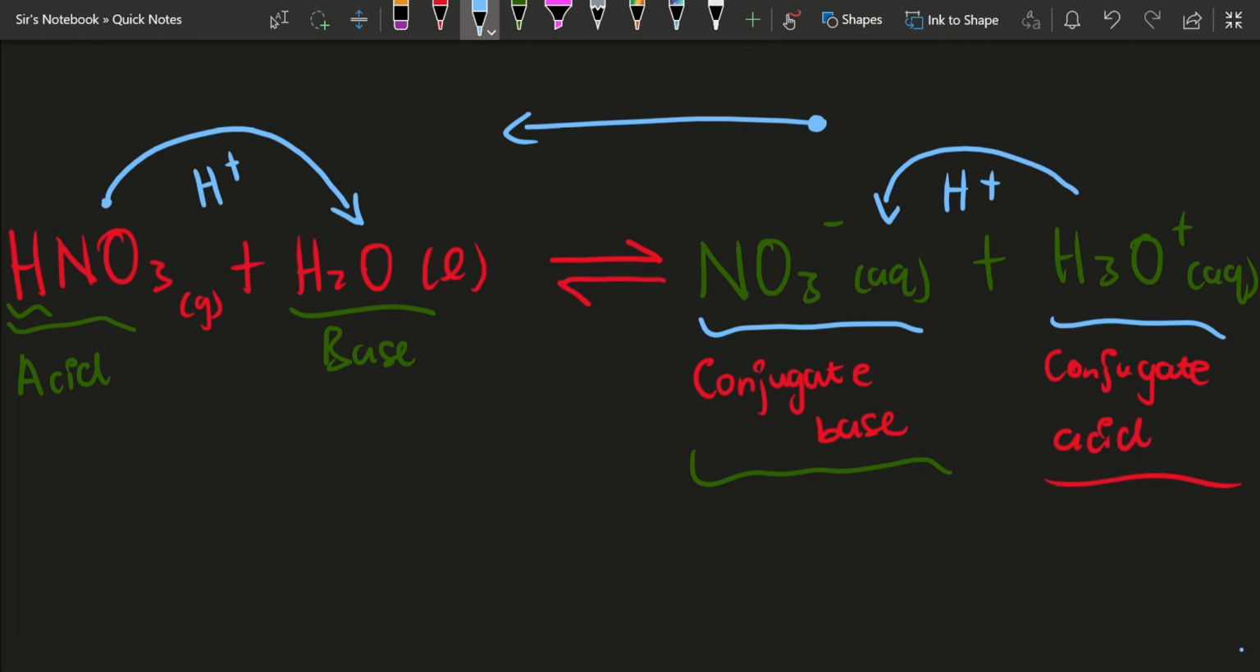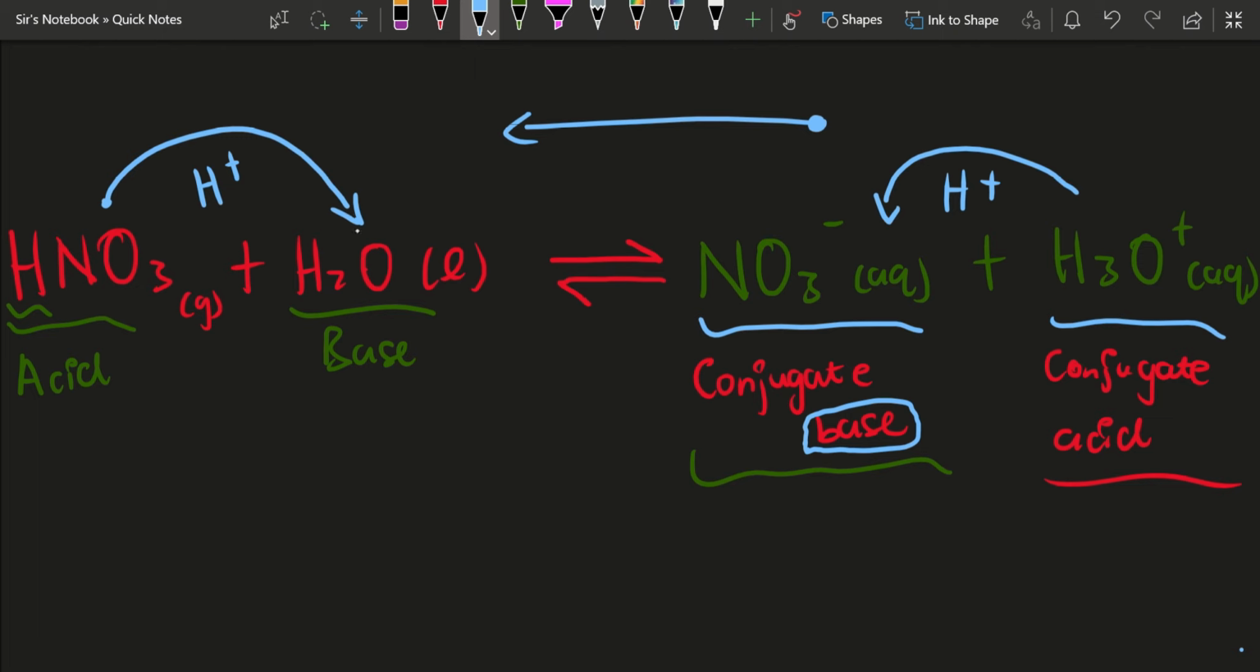So what did the H3O+ act as? The H3O+ acted as an acid, right? So we can't have two acids. We can't have an acid on the product side and an acid on the reactant side. That's why we need an acid on the reactant side and a conjugate acid on the product side. So we have H3O+ on the product side acting as an acid. That's why we call it a conjugate acid, right? And then the nitrate ion on the product side accepts a proton. Therefore, we say it's a conjugate base.